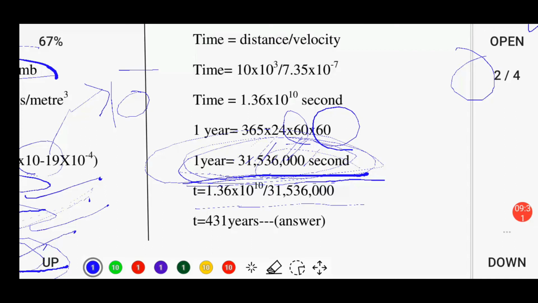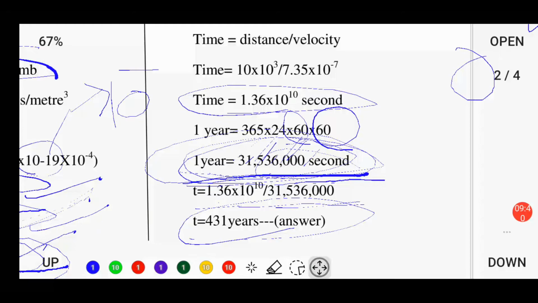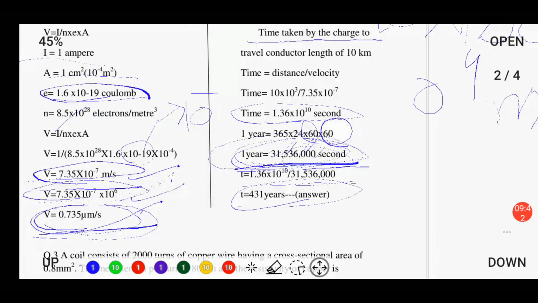So on dividing the time obtained here, 1.36 into 10 to the power 6, by 31,536,000, we will get the total amount of time taken by the charge to travel the length of 1 kilometer with the drift velocity of 7.35 into 10 to the power minus 7, which will be 431.